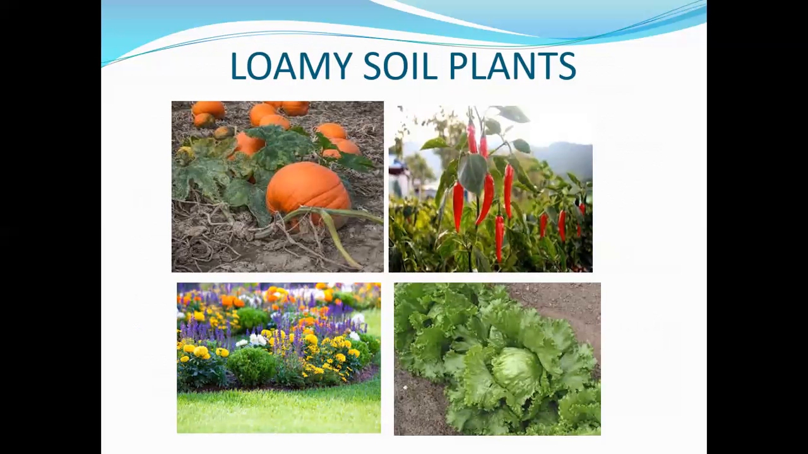These are the pictures of some of the vegetables, fruits, and flowers which are grown in loamy soil. These are known as loamy soil plants. This type of soil takes thousands of years to form, and it contains a lot of humus. That is why it is known as very fertile soil.